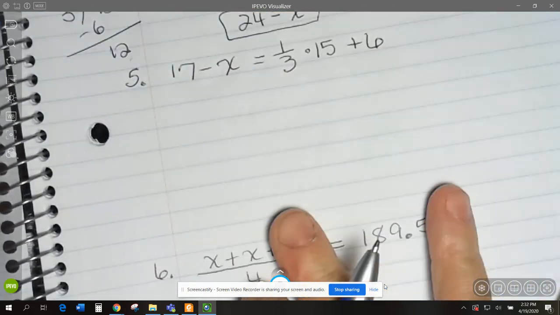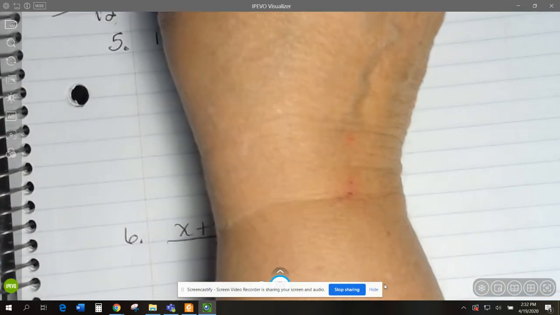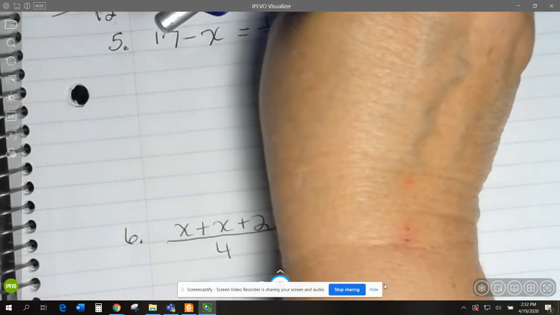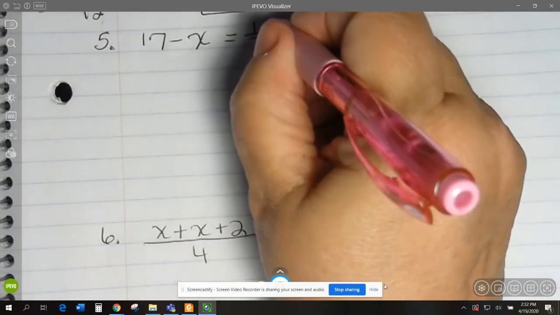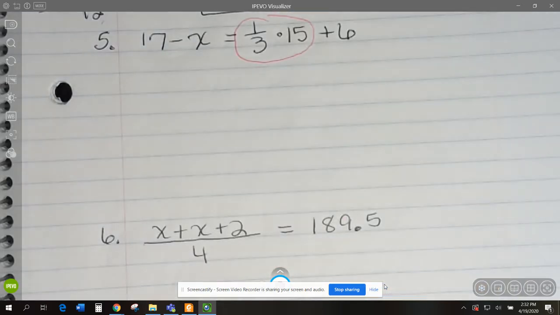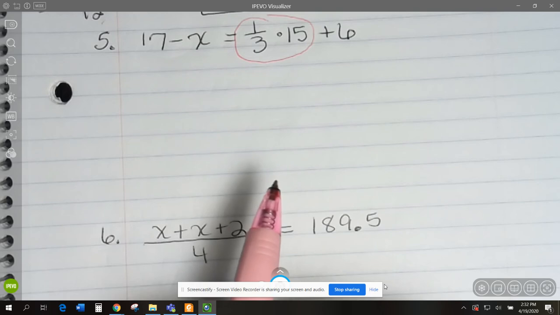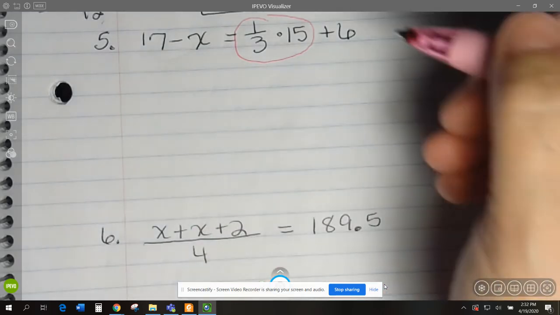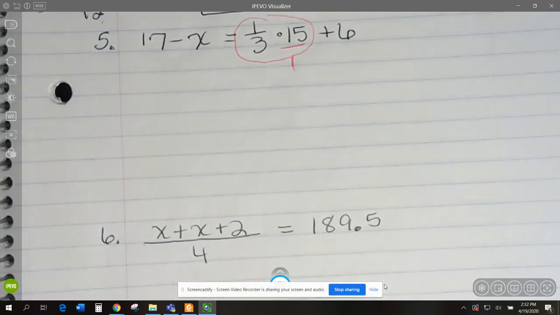Okay. Number 5, we're going to go into the order of operations. Because of order of operations and simplifying, remember we do multiplication before addition and subtraction, right? So let's simplify it. We have 1/3 times 15, multiplying fractions. How do we multiply fractions? We make both numbers into fractions. So we make that 15 over 1.